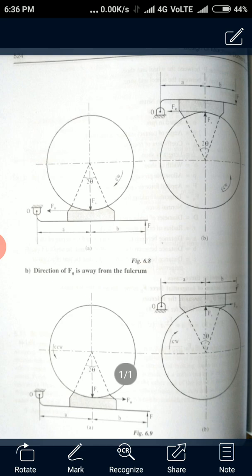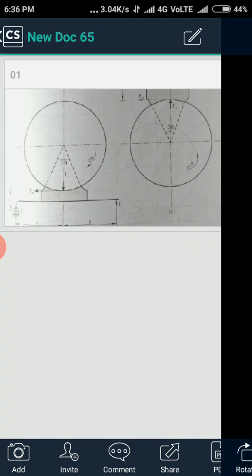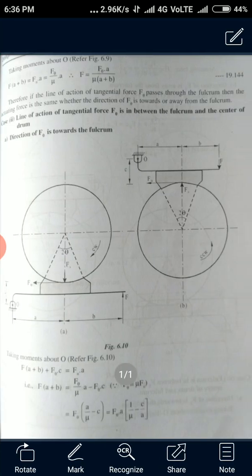If this is the case, what formula should be used? In that scenario, the formula to calculate the braking force is F equals F theta A divided by mu into (A plus B), again from equation 19.144.